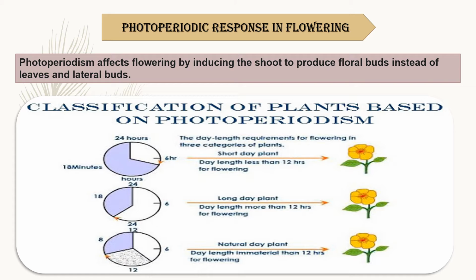For the next one, long day plant, day length more than 12 hours for flowering. So that white portion is increasing. And for the last one, neutral day plant, day length immaterial than 12 hours for flowering. So you can see the white portion of the third one pie graph.